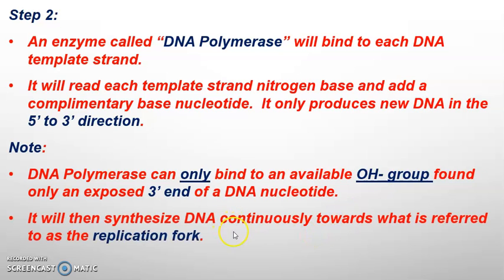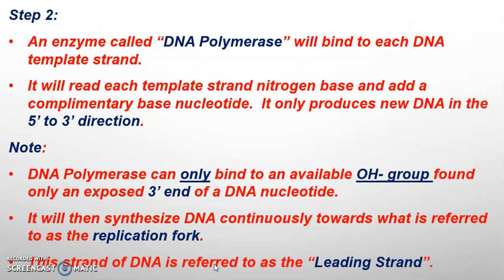DNA polymerase will then start to add complementary nucleotides in the 5' to 3' direction continuously towards the replication fork, that little fork in the road where helicase was splitting the DNA. Since this happens continuously, we're going to call this strand the leading strand because it's always in the lead in how quickly the new double helix is being produced. So make sure you look at this diagram accurately on the next page as I start to review this.